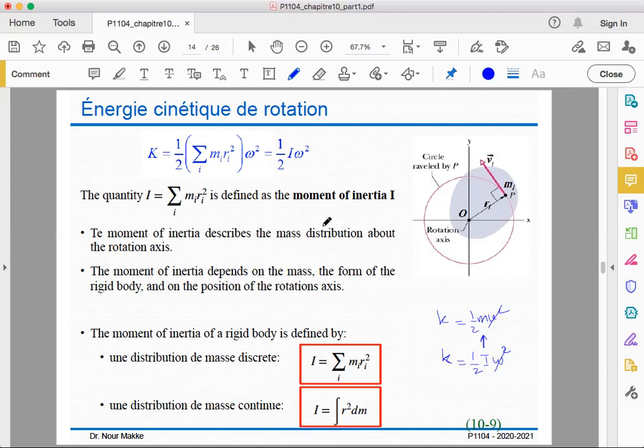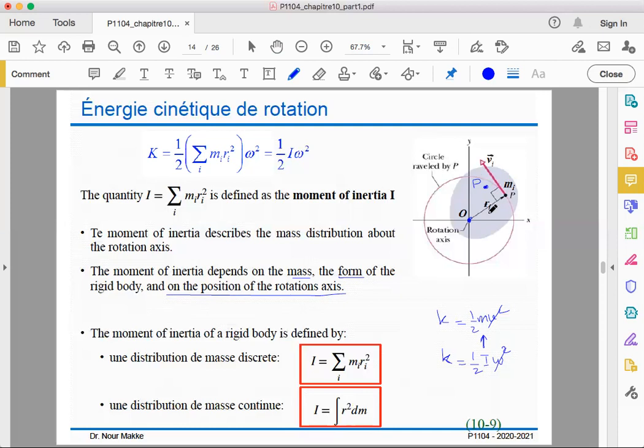Of course, this moment of inertia depends on the mass, it depends on the form of the rigid body, and it also depends on the position of the rotational axis. That means if the object is rotating about the axis passing through O, or if the object is rotating about the axis passing through P, it won't have the same moment of inertia; they will be different.